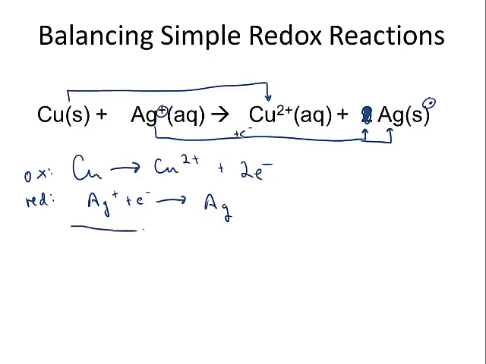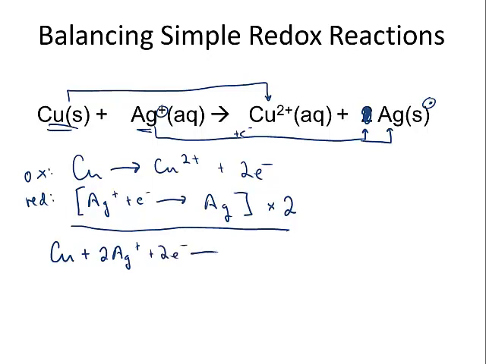Now you can't add these two reactions up and leave them as is because the copper is losing 2 electrons, but the silver is only gaining 1 electron. And all the electrons need to be accounted for. So in order to have the electrons cancel, we take our reduction half reaction and we just multiply it by 2. So we'll have 2 silver plus ions, 2 electrons, and 2 silvers. So our reaction we added up is copper plus 2 silver plus ions plus 2 electrons go to make copper 2 plus, 2 silver metals in the 0 oxidation state, plus 2 electrons.